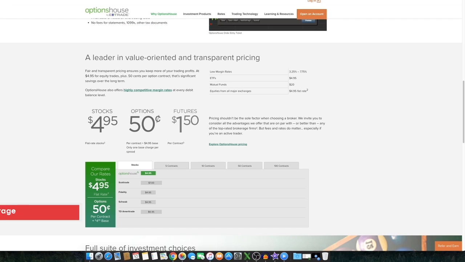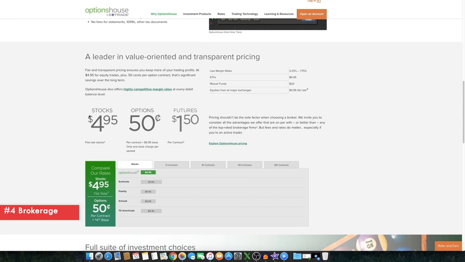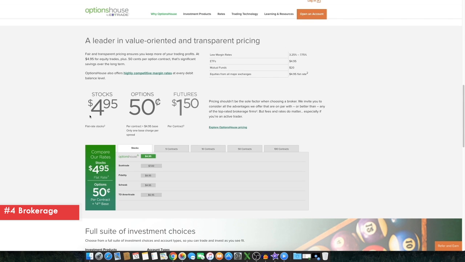The fourth website you need is a brokerage. This is where you put your money in to actually buy the equity. I use Options House because of their really cheap flat rate fee. A cheap flat rate fee for beginners is the most important part because this is a percentage of your portfolio you're trading away.